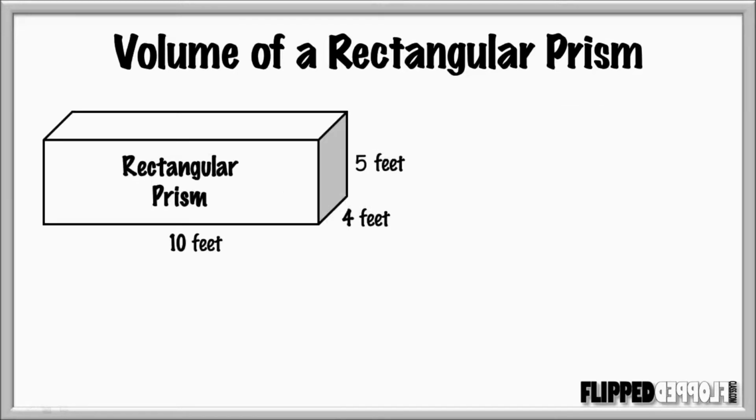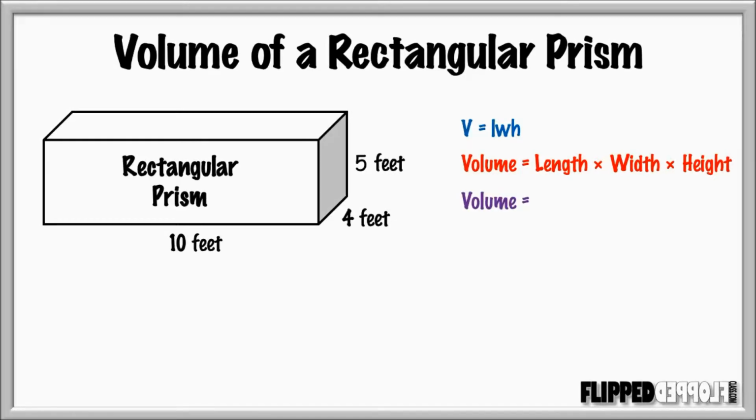All right, so the first thing we should do is write out our formula. So our formula is V equals LWH. Now we know that really means volume equals length times width times height. Now let's replace the length, the width, and the height with the numbers that are represented on our rectangular prism. The length is represented by 10 feet, the width is represented by 4 feet, and the height is represented by 5 feet.